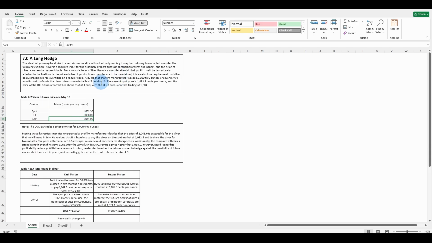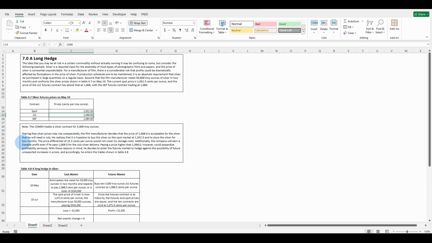And so this is May, and you need silver within, what did it say, 2 months? June, July. Now we have to think, when does the July futures expire? How many ounces are there per futures contract? The COMEX trades silver contracts of 5,000 troy ounces. You need 50,000 troy ounces.